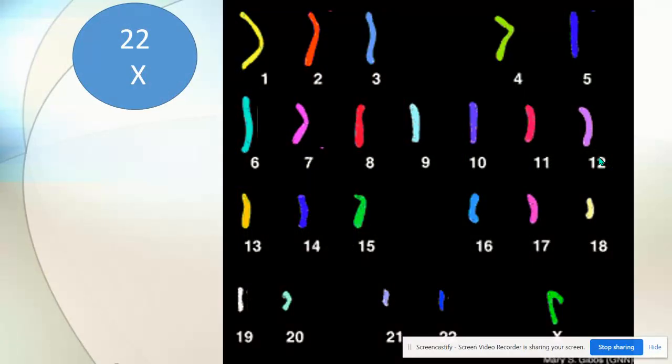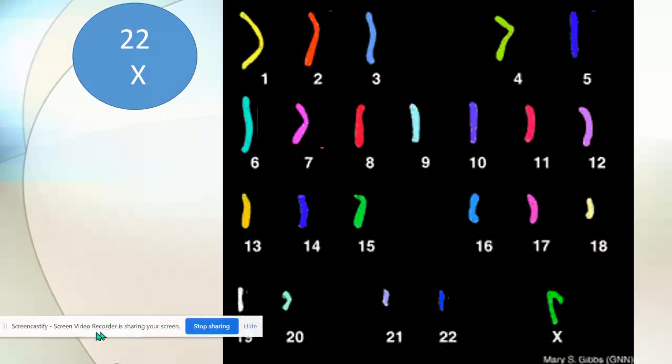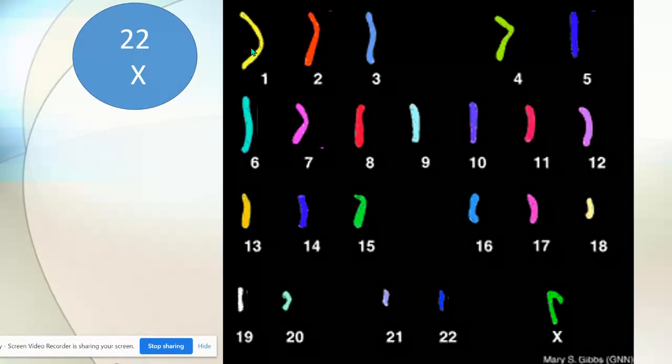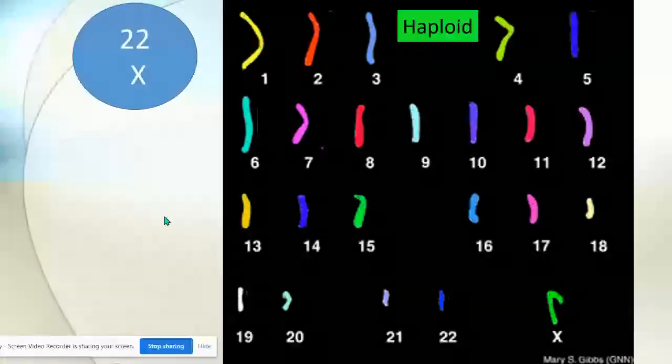So when we look at this, this picture here is called a karyotype. Let me just move this over. What we can see here is the chromosomes in an egg. There are chromosomes number 1 through 22, which are our autosomal chromosomes, and an X chromosome. So this is a haploid. This has one of every kind of chromosome, right? One number 2, one number 3, one number 4, one number 5, etc.